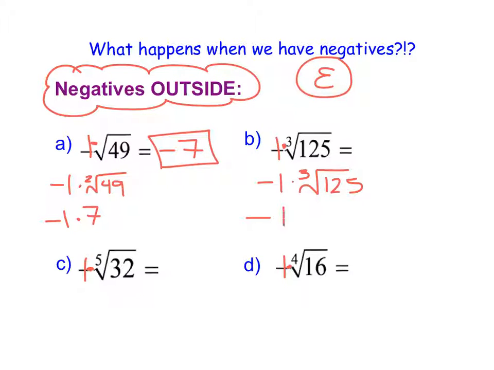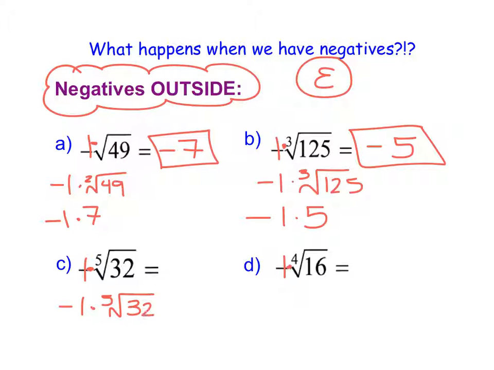Then from here, notice this is negative 1 times the cube root of 125. So we have the negative 1 still. We look down the cubed column and we find that 5 cubed gives us 125. So it's negative 1 times 5, which is a negative 5. Then we look at the next one, negative 1 times the fifth root of 32. So we evaluate the fifth root of 32. What to the power of 5 gives me 32? That's 2. So negative 1 times 2 is negative 2.